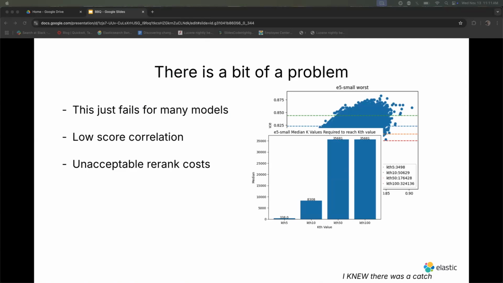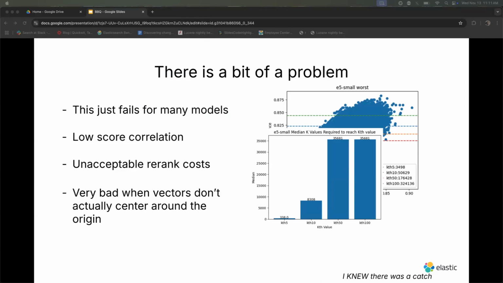One of the reasons it doesn't work well with this model is its distribution space is very narrow, and it doesn't perfectly center around the origin. You saw before where we're pivoting over 0. If you're above 0, you're a 1. If you're below 0, you're a 0. This means if your vectors do not center around 0, you're up a creek. It's not going to work for you.